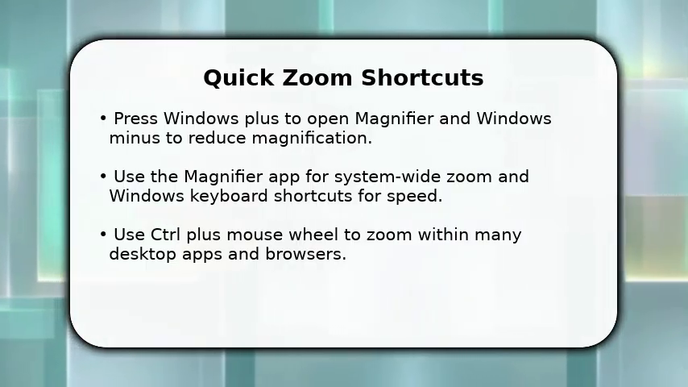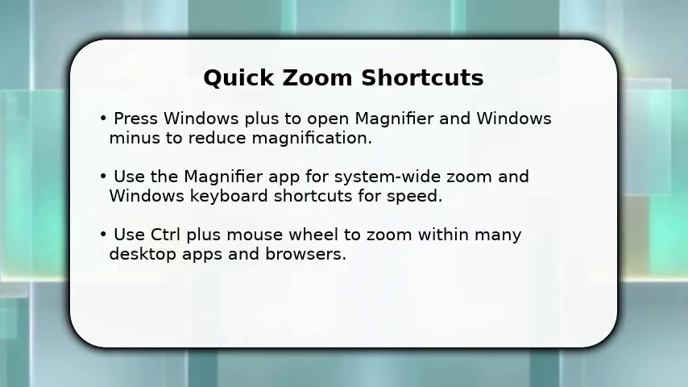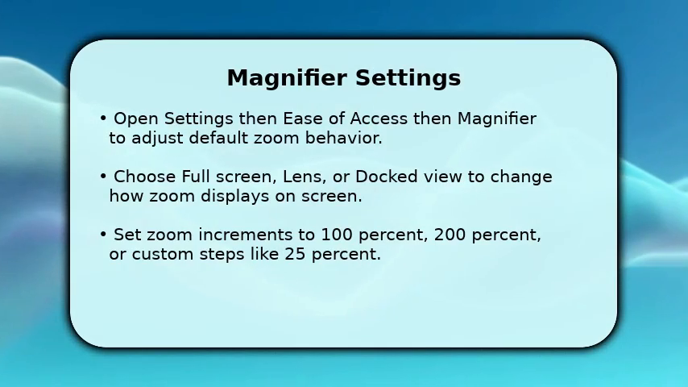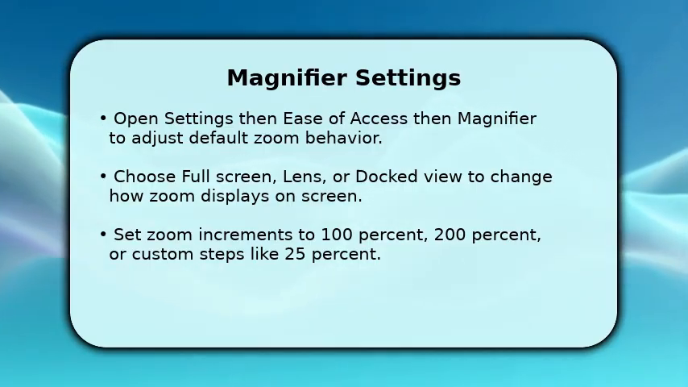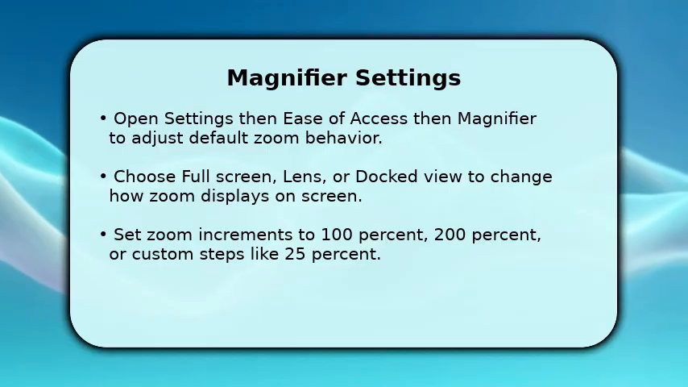Open Settings, then Ease of Access, then Magnifier to adjust default zoom behavior. Choose Full Screen, Lens, or Docked View to change how zoom displays on screen. Set zoom increments to 100%, 200%, or custom steps like 25%. Enable smooth edges for better readability and turn on invert colors for contrast.